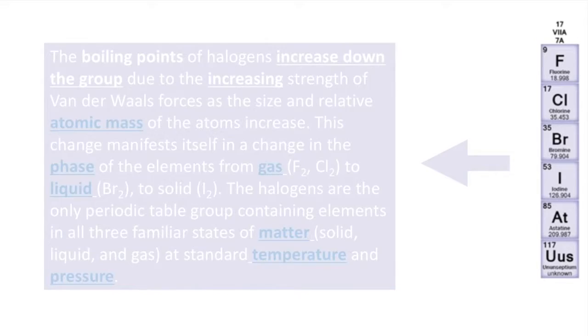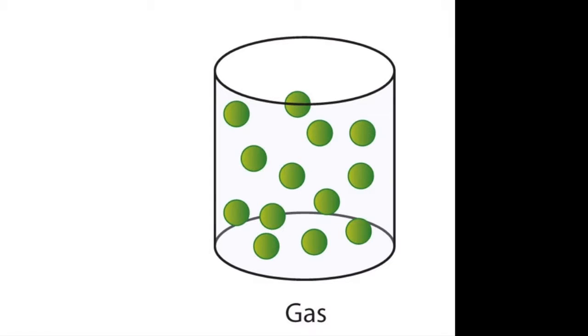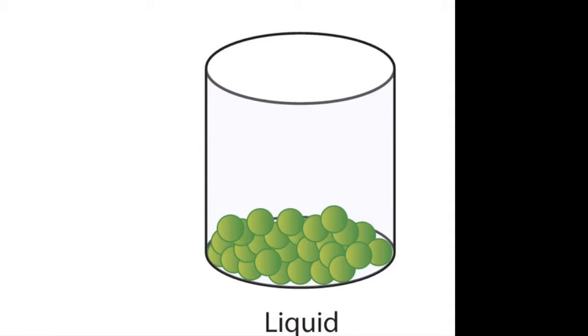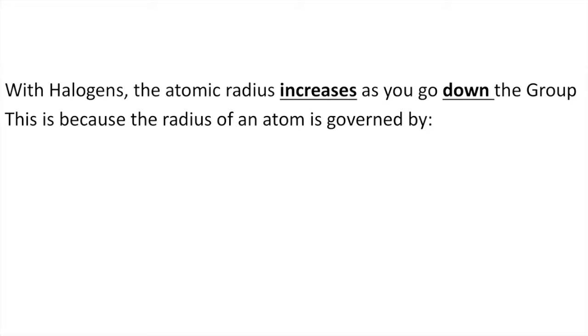The boiling points of halogens increase down the group due to the increasing strength of van der Waals forces as the size and relative atomic mass of the atoms increase. This change manifests itself in a change in the phase of the elements from gas to liquid to solid. The halogens are the only periodic table group containing elements in all 3 familiar states of matter at standard temperature and pressure. With halogens, the atomic radius increases as you go down the group.